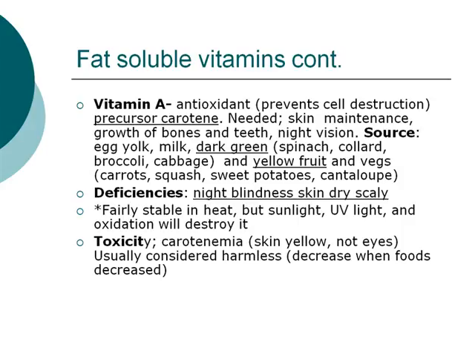And we get vitamin A especially from dark green vegetables such as collards, spinach, broccoli, cabbage, and also yellow fruit and vegetables like carrots, squash, sweet potatoes, cantaloupes. If we have a deficiency in vitamin A, we will have dry, scaly skin, and you may have night blindness. It is fairly stable in heat, but sunlight will destroy vitamin A.